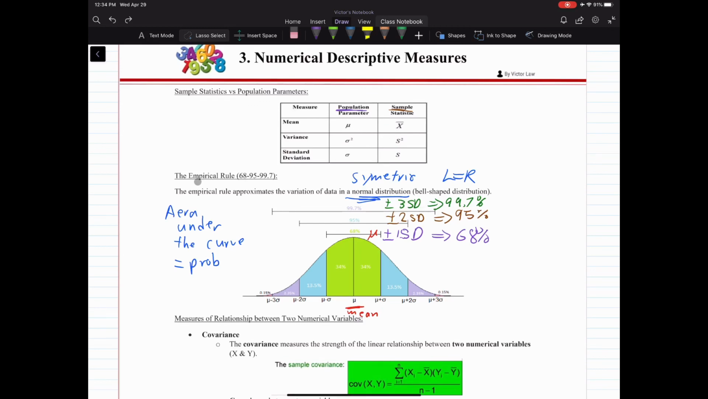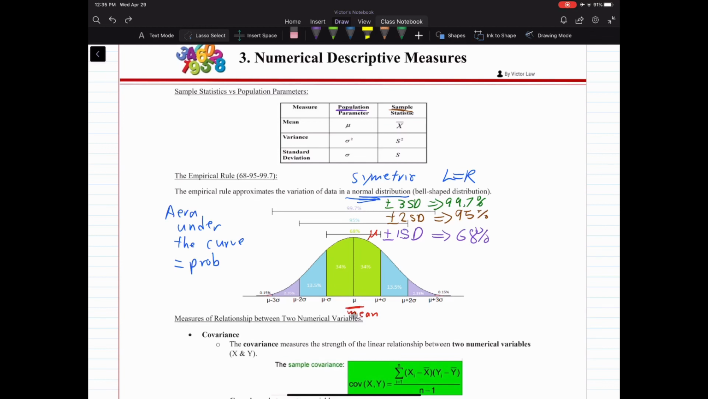The next topic is the empirical rule. We have the 68, 95, and 99.7%. The empirical rule approximates the variation of data in normal distributions, so we have a bell curve distribution. In the diagram here, we have a bell curve, and the bell curve means that we have symmetry on both sides, left side and right side. On the x-axis, we have the x value, and we have the mean here in the middle.